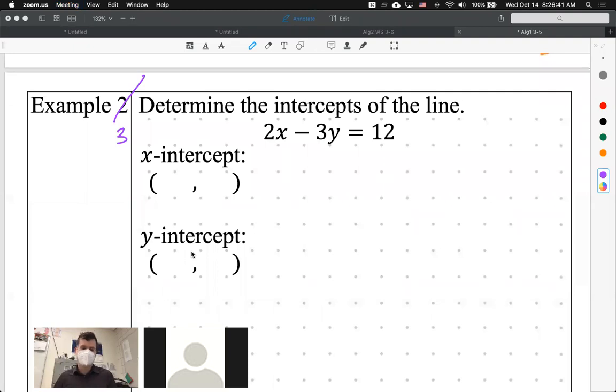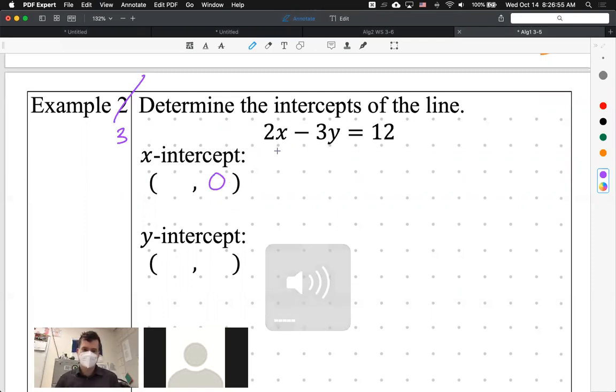Go for it, Ashley. Because it's the x-intercept, it's going to be the 0 at the second. For the y coordinate, yep. And then it's going to be 2x minus 3 in parentheses 0 equals 12. And then minus 2x on both sides.